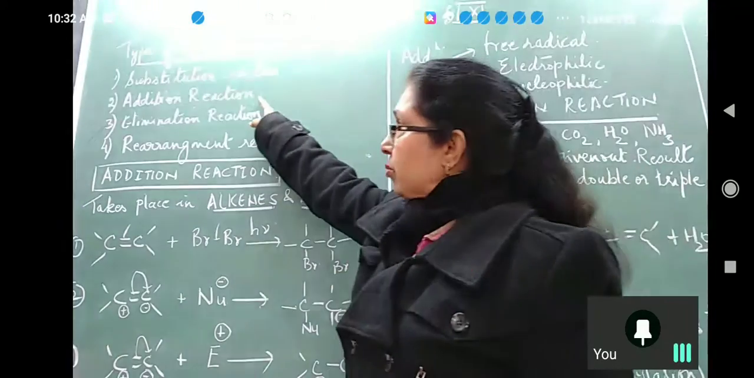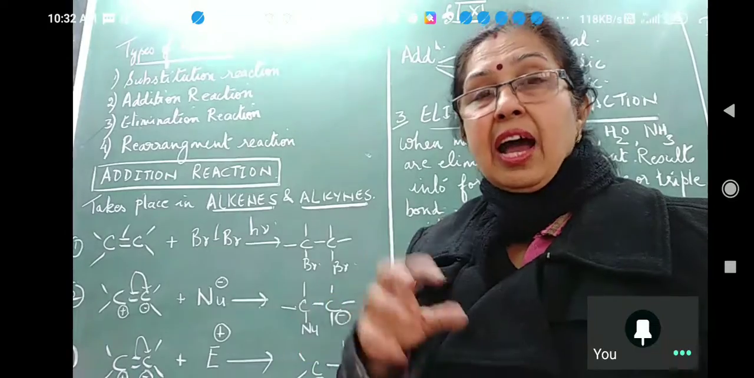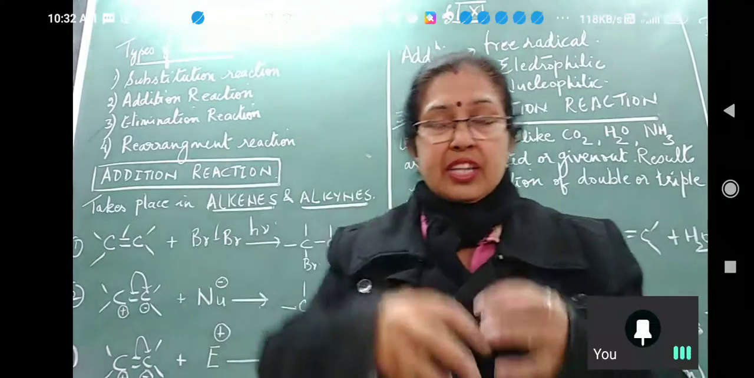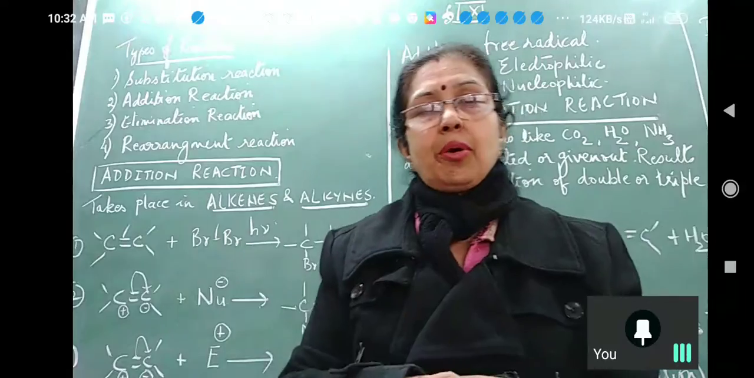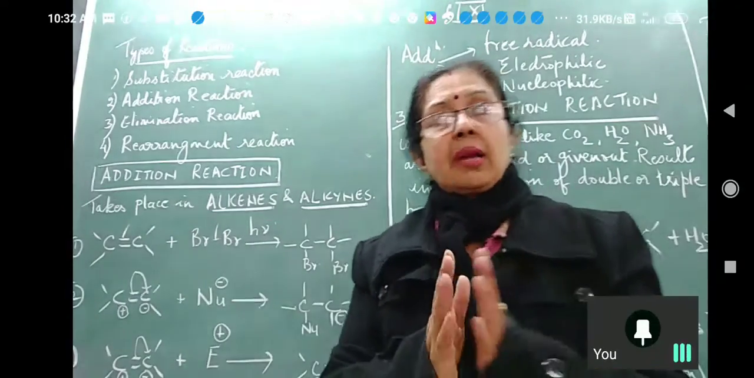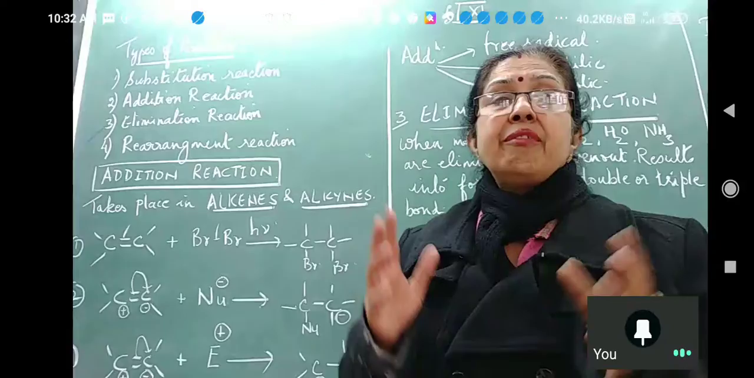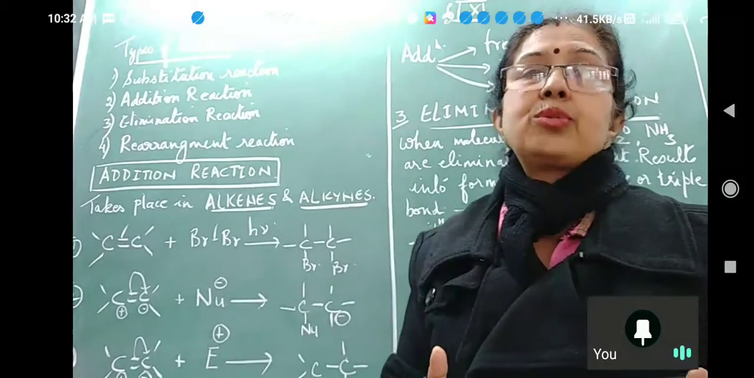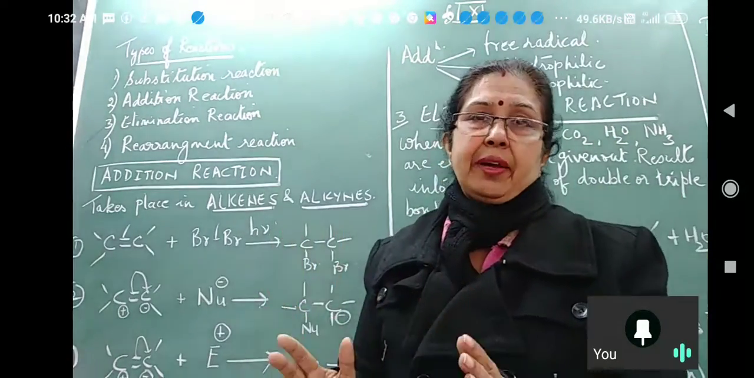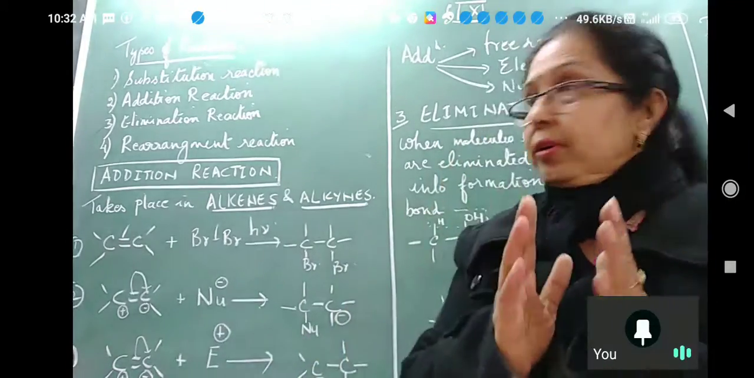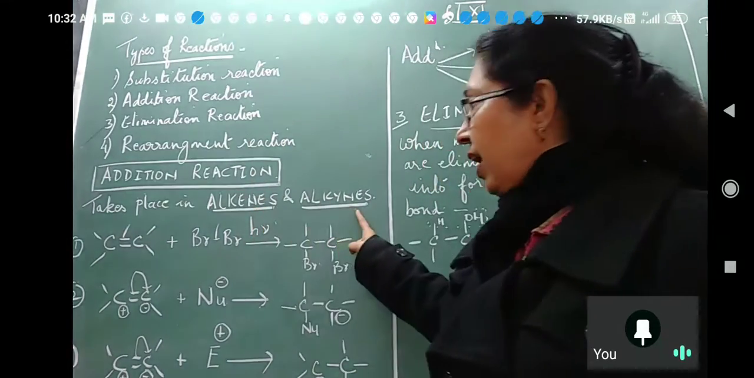Now let us go to the second type of reaction today, that is addition reaction. As the name suggests, addition means add on. You add something to the molecule. But as you know, carbon is tetravalent, and if all four valencies are occupied, where will you add anything to the molecule? So the first thing is some bond has to break. This type of reaction takes place in alkenes and alkynes.